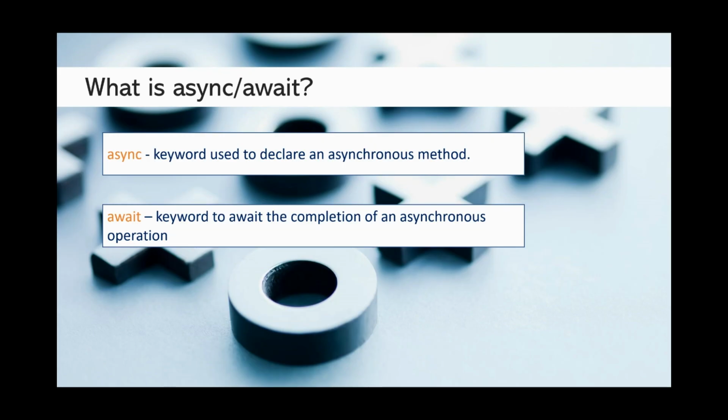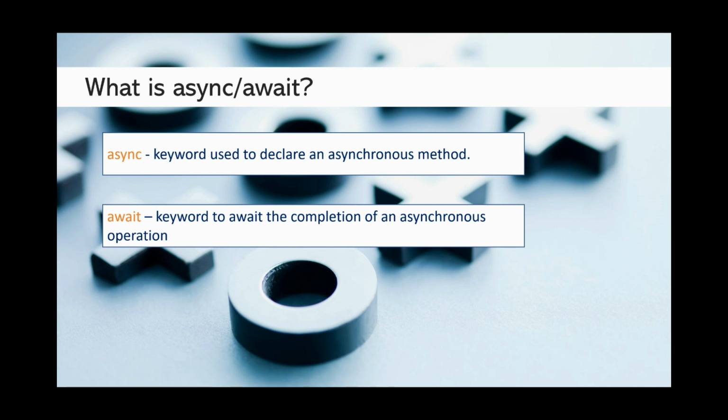So, first let's define what async await means in the context of C Sharp programming. Async await is a programming pattern that enables asynchronous programming in C Sharp. Basically, async is a keyword that is used to declare an asynchronous method, and an asynchronous method is a method that can execute independently without blocking the main thread and perform some long running operations in the background.